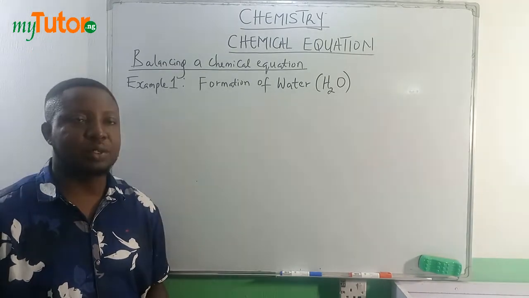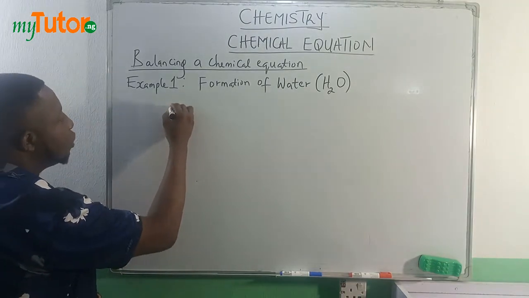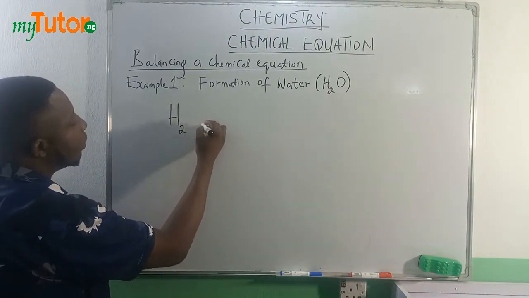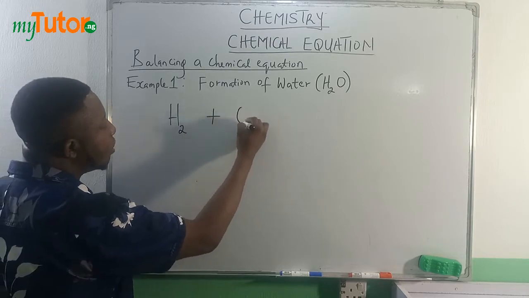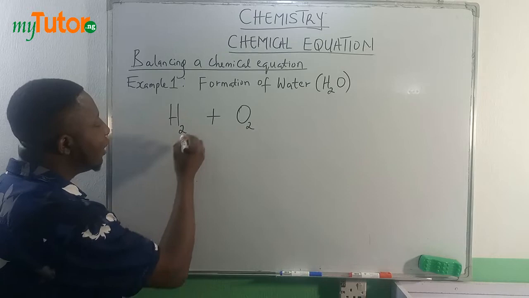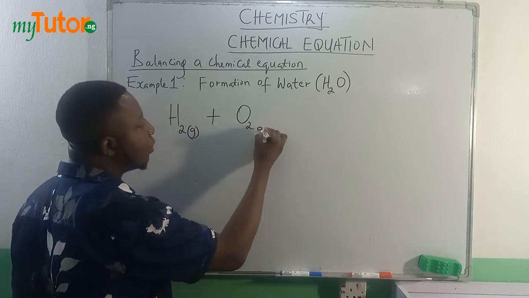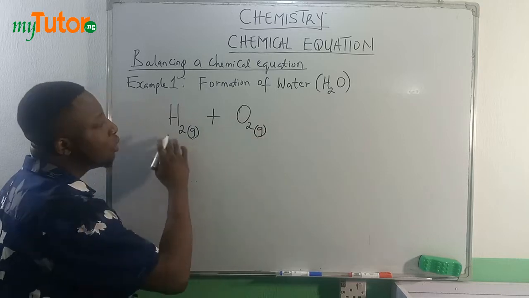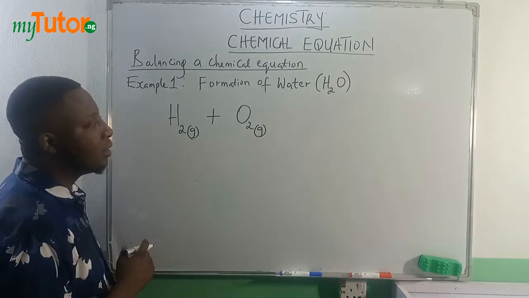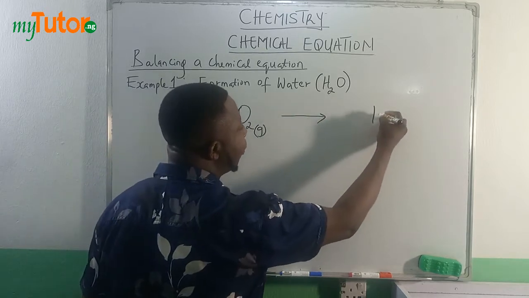So to represent this reaction, we will write the reactants. We have the hydrogen molecule combining with oxygen molecule. The hydrogen molecule is a gas, and also the oxygen molecule is a gas. So these are our reactants. The two reactants combine to give us our water molecule.